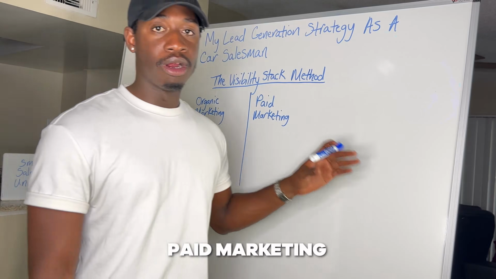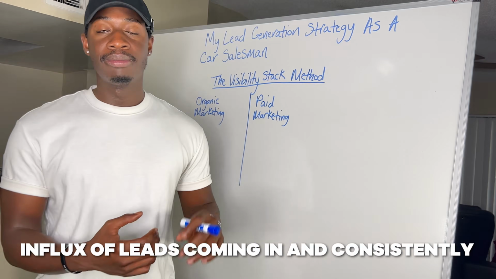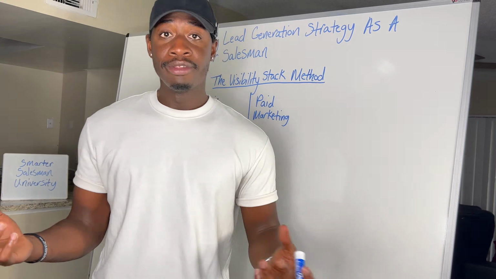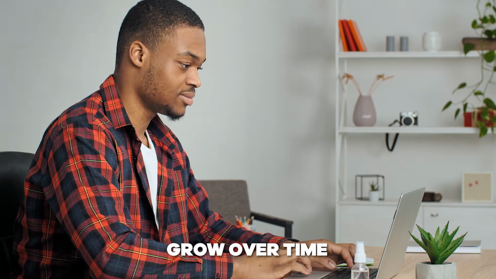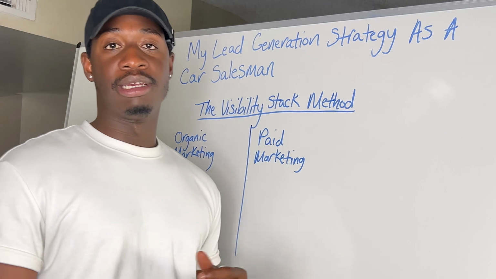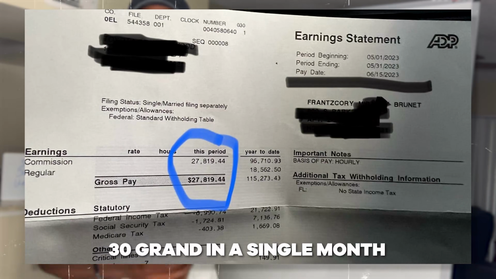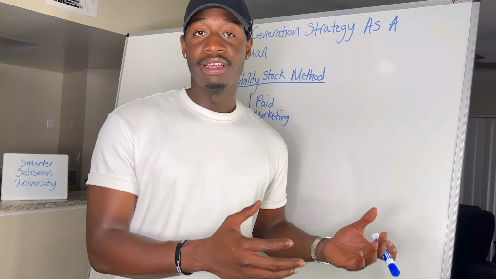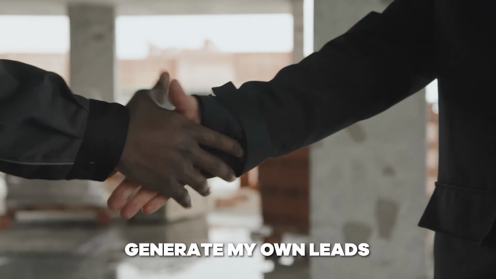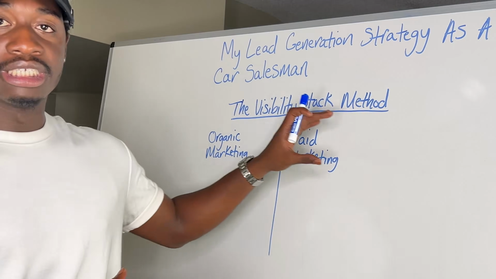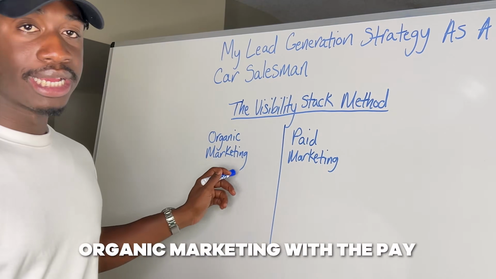And if you have your content dialed in correctly along with the paid marketing, then you're going to get an influx of leads coming in consistently. And over time, this is only going to grow and get better, of course, right? Because you've got to remember, your brand and your online presence is only going to grow over time. So this is a big reason why I was able to make over 30 grand in a single month and over 200 grand in just 9 months of selling cars at the age of 22, right? It's because I was able to generate my own leads, my own traffic, by implementing the visibility stack method, combining the organic marketing with the paid.